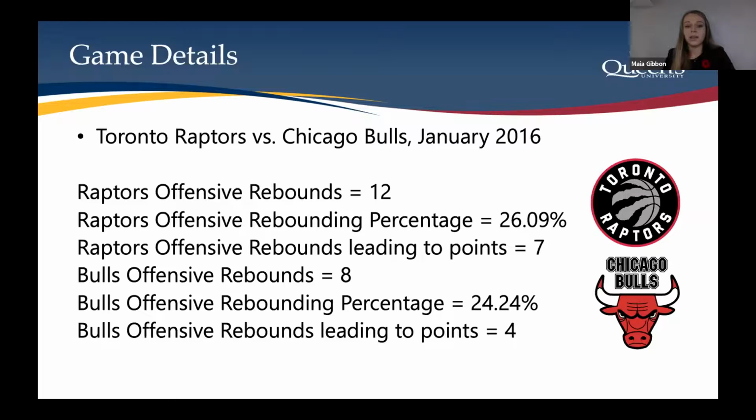So the numbers of offensive rebounds are pretty different, but the percentages are closer because they're based on the amount of chances. And then of those 8 offensive rebounds, 4 led to points. So we can see that between these two teams in this particular game, about half of the offensive rebounds did lead to points, showing that they are valuable.